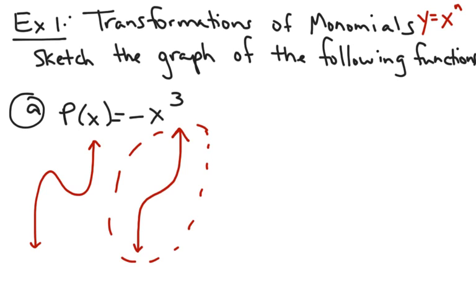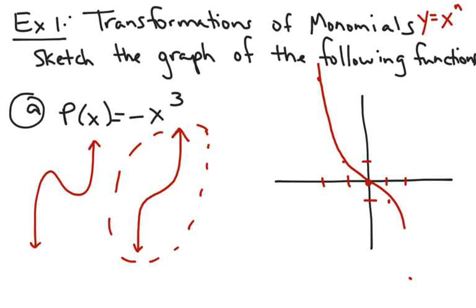So if the graph has a negative in front of it, it's going to reflect it over the x-axis. So the actual graph of this, if I were to look at it on the coordinate plane, it goes through 0, 0, 1, negative 1, and then the next one is 2, negative 8, so it'd be down here somewhere. And it goes through negative 1, 1, and it goes through negative 2, 8, wherever that is. So the graph of negative x to the third would look like this.